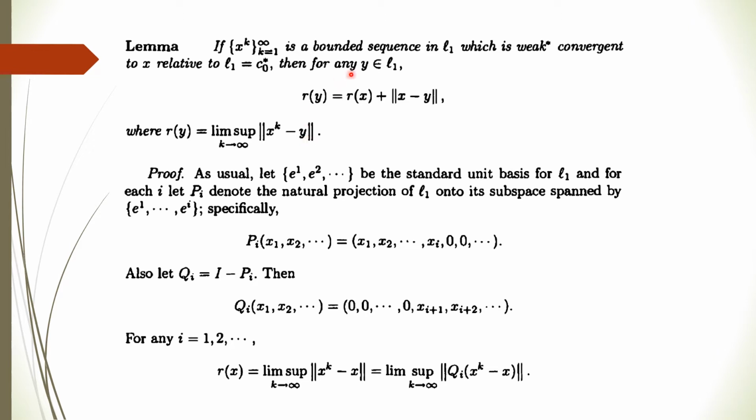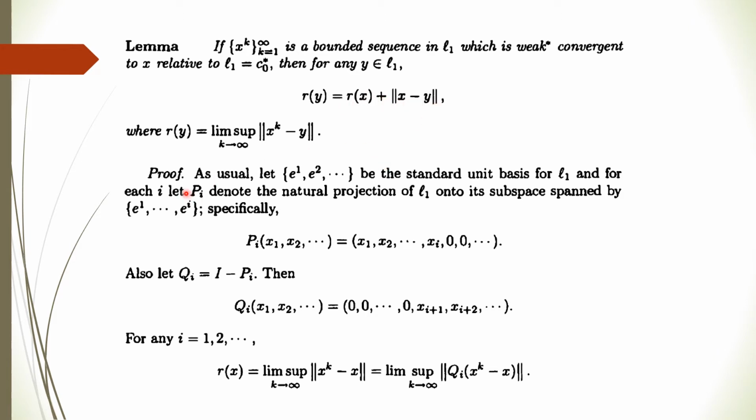So what this lemma says is, we have a bounded sequence in L1 which is weak star convergent to X relative to this space L1. Then for any Y belonging to L1, Ry is equal to Rx plus the norm of X minus Y.